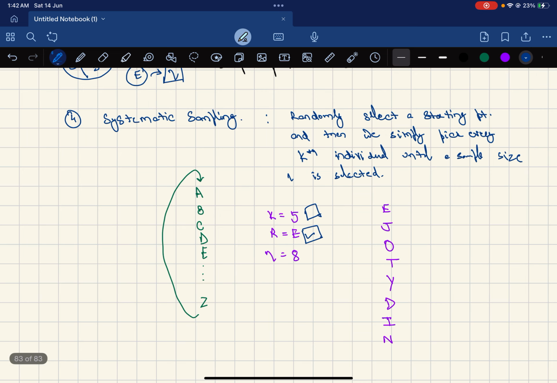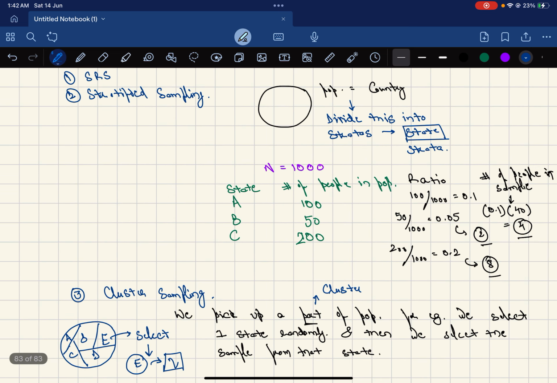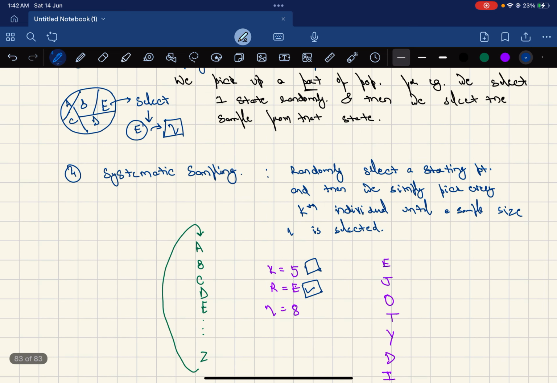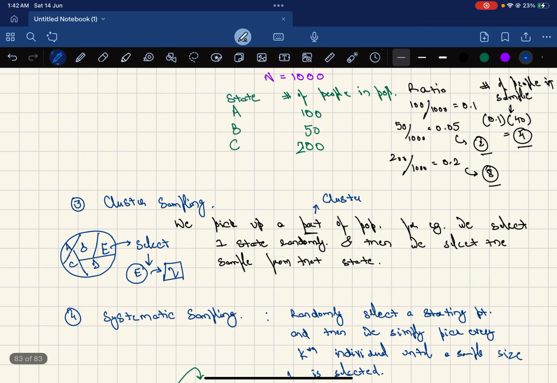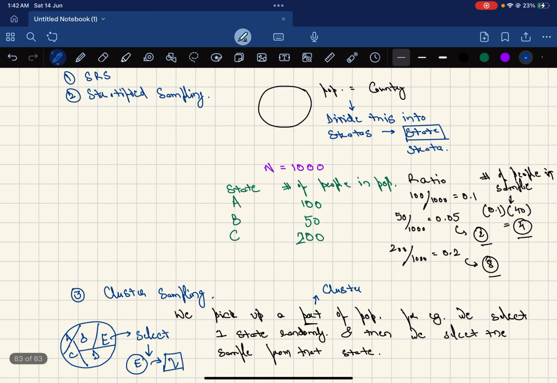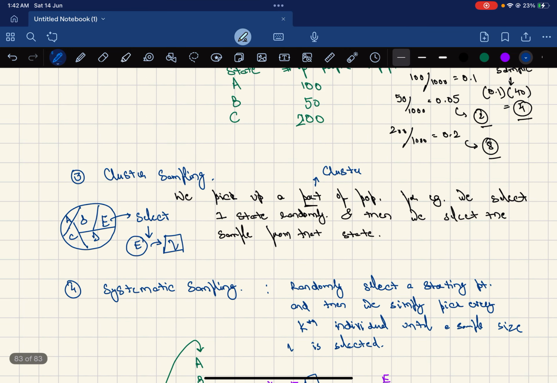Now in each of these methods, one would realize that even though in some of these methods we are making some assumptions like the starting point or selecting every kth individual, in each of these samples, before the sampling process, we still have an equal chance that any individual in the population could be selected. So that is why all these methods are called probability sampling methods.